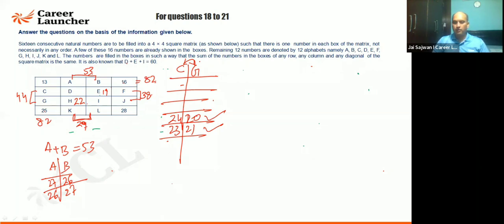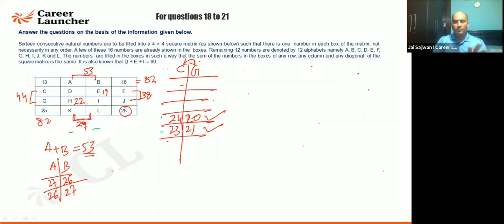Thank you. Aitya, it is not clear. Aitya, A and B summation is 53. Is it clear? The largest value is 28. I can only take the value as 27, 26 here. So I know AB is 27, 26 coming here.